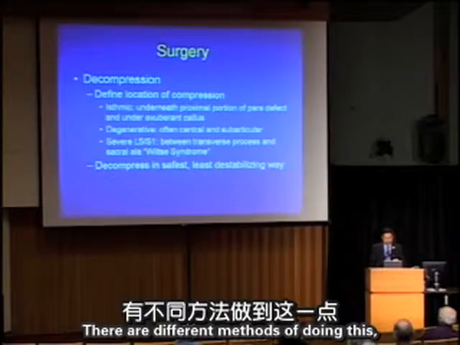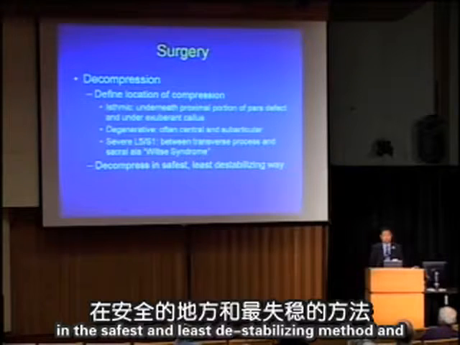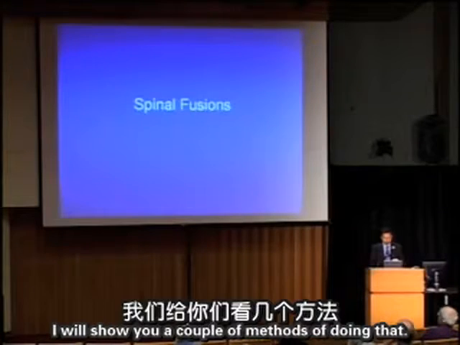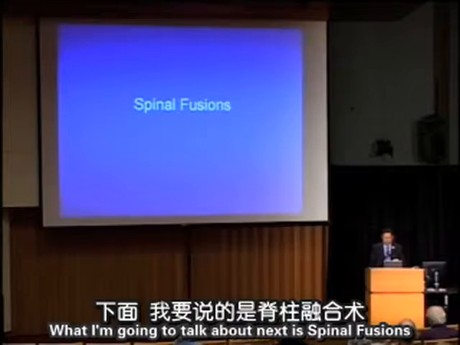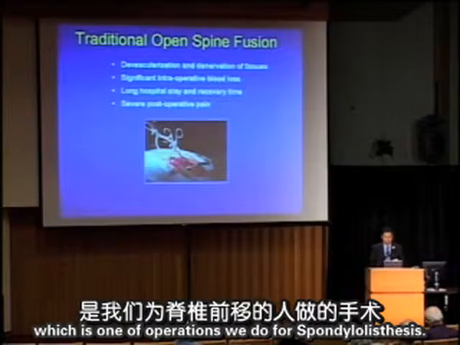There are different methods of doing this. One type we use is, well, we like to do this in the safest and least destabilizing method, and I will show you a couple methods of doing that. What I'm going to talk about next is spinal fusions, which is one of the operations that we do for spondylolisthesis.